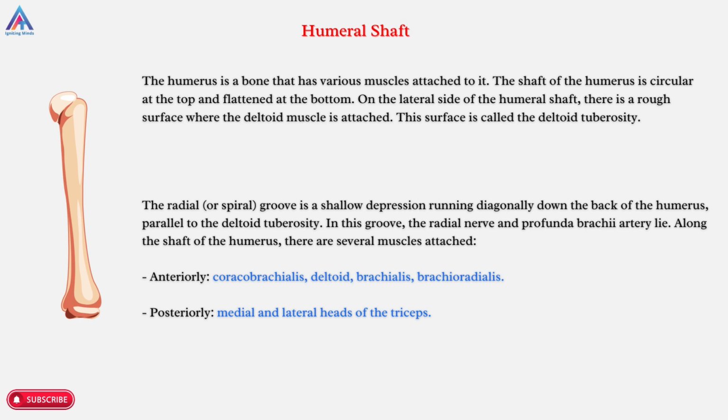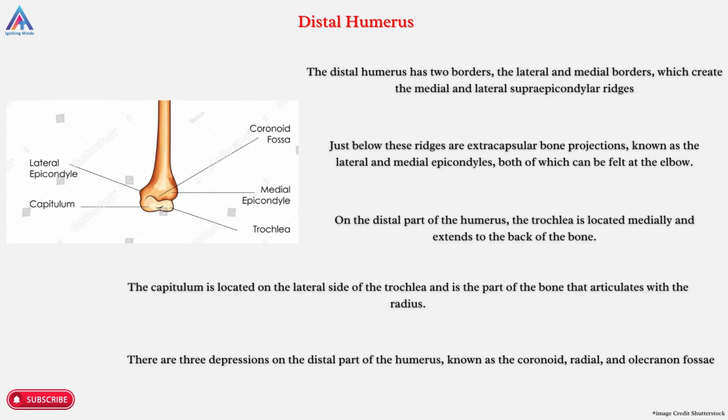Along the shaft of the humerus, there are several muscles attached, including coracobrachialis, deltoid, brachialis, brachioradialis, and the medial and lateral heads of the triceps. The distal part of the humerus has two borders, which are the lateral and the medial borders. These borders create the medial and lateral supraepicondylar ridges. Just below these ridges, there are extra capsular bone projections called the lateral and medial epicondyles, which can be felt at the elbow.